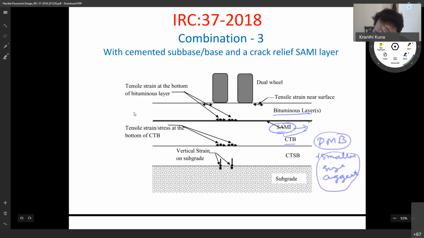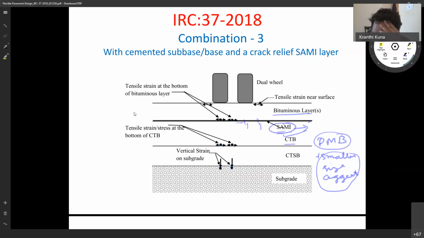What it does is it is a very flexible layer. Being flexible, it can take more strains, and whatever shrinkage cracks develop here will not propagate through the SAMI layer and reach the bituminous layer. But the design is exactly the same.